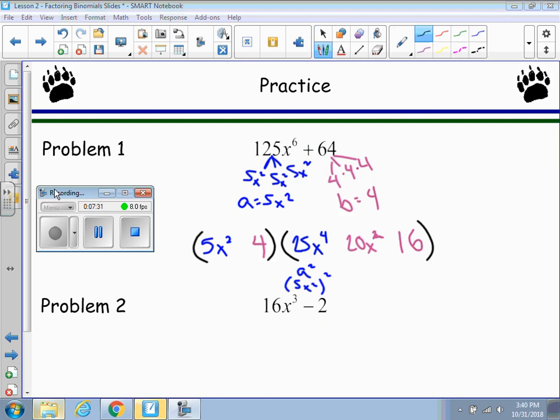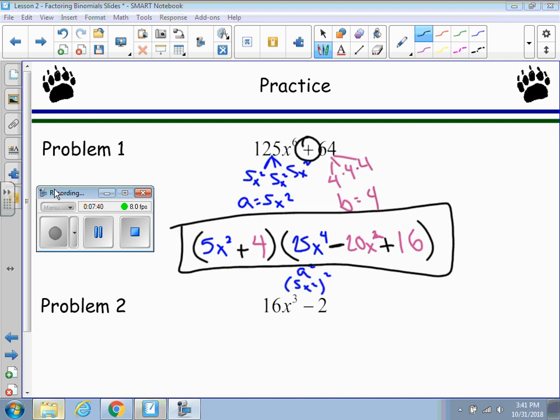Now we just have to remember to use SOAP. So same sign. We started with a plus, so we've got to start with a plus. Opposite sign is a minus, and then always positive. And that is fully factored.